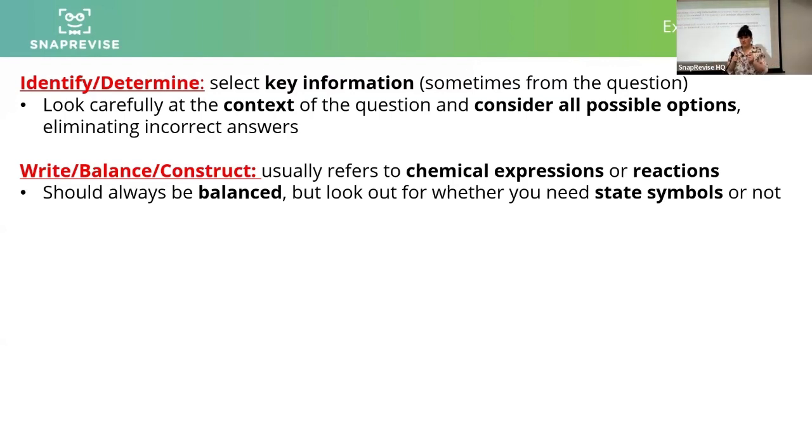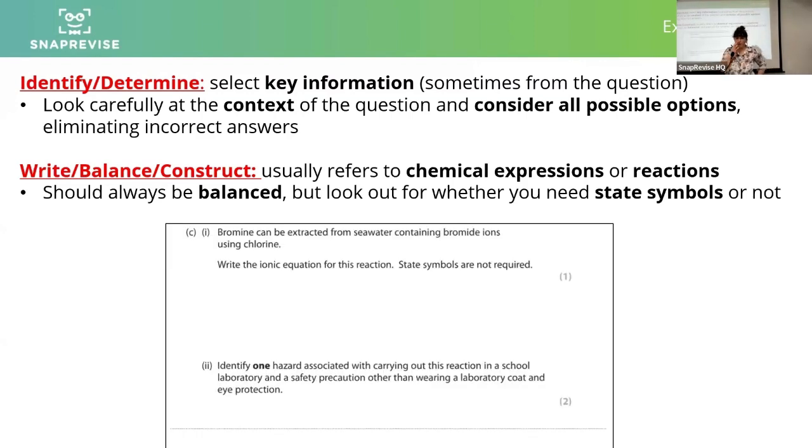So look out for whether or not state symbols are important or key to a process. If they are, include them. If it wouldn't matter what the state is, or if it's not important for that process, then you likely don't need to give them. Obviously, if they've asked for them, give them. But if they haven't asked for them and it's not necessary for that process to occur, then you shouldn't need them, or they won't be offering you a mark for them anyway.